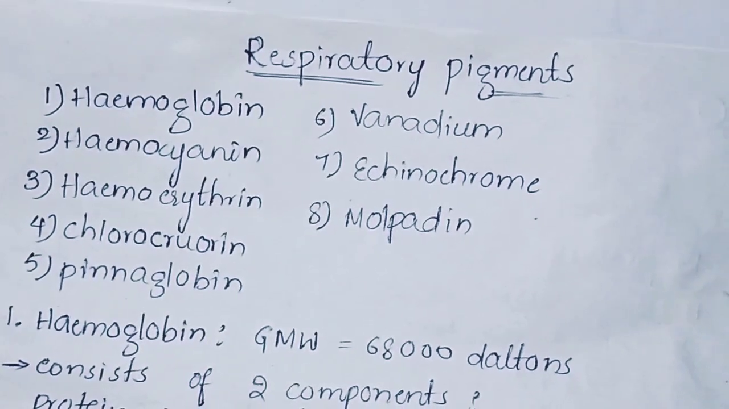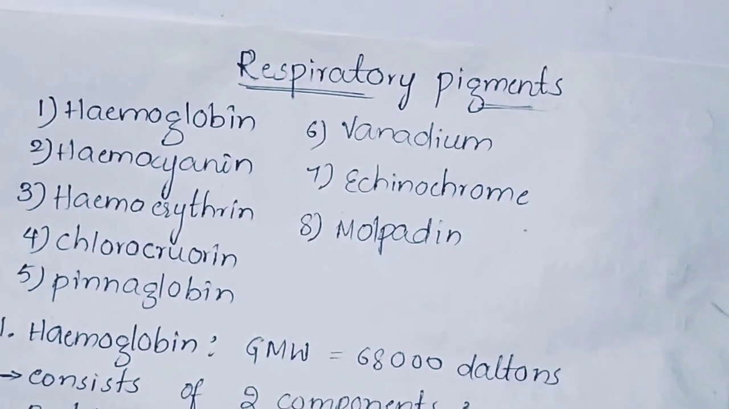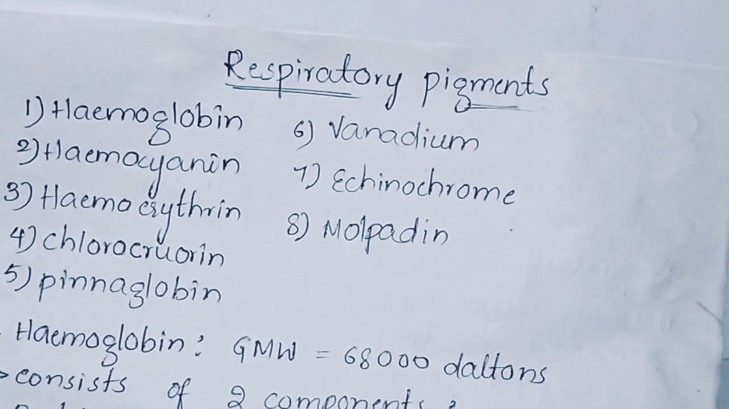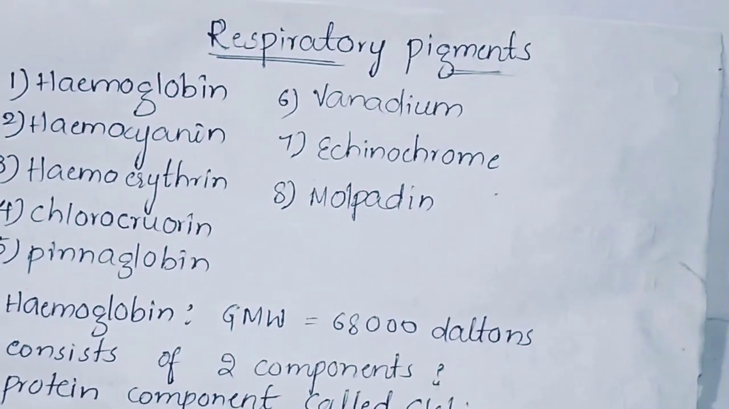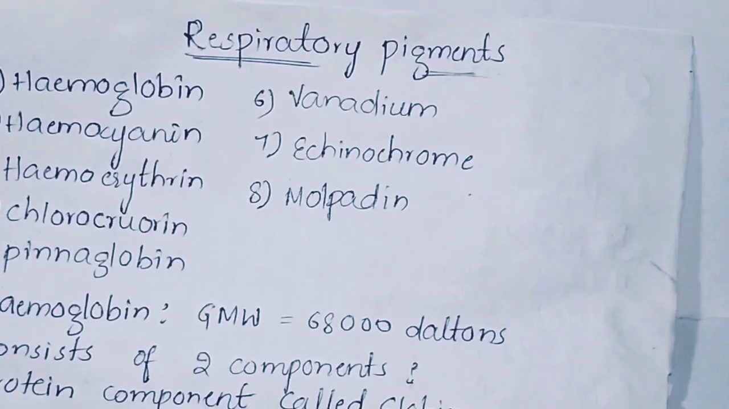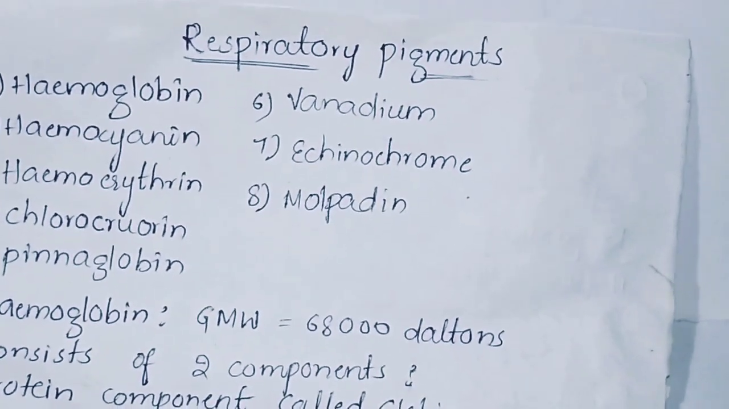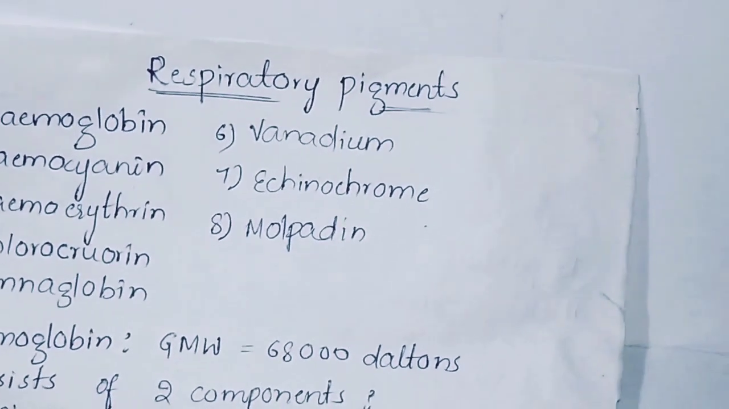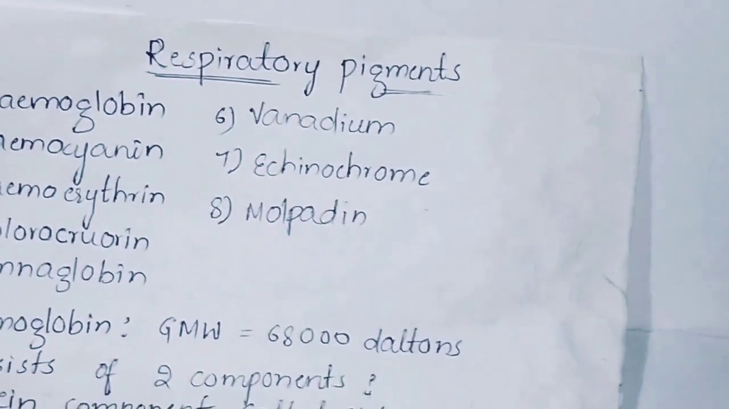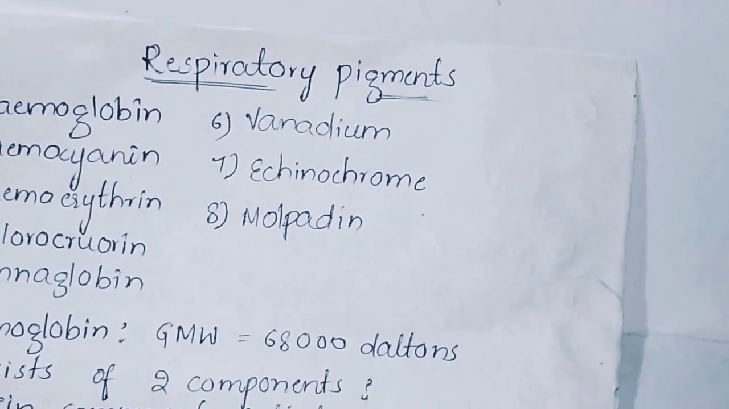Good morning. In this video, I'm going to discuss the respiratory pigments, which is one of the most important questions of your semester exam. The respiratory pigments are the colored substances that are usually present in the blood. These pigments help in the transportation of oxygen and carbon dioxide. They are proteins which contain a metal ion.